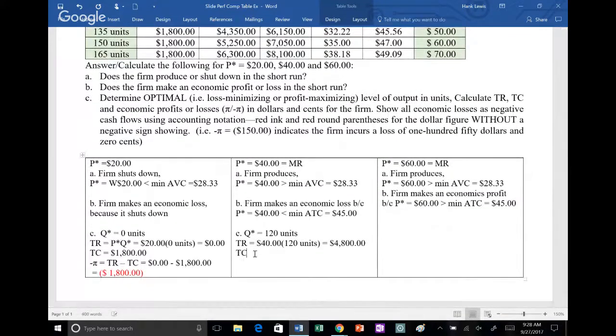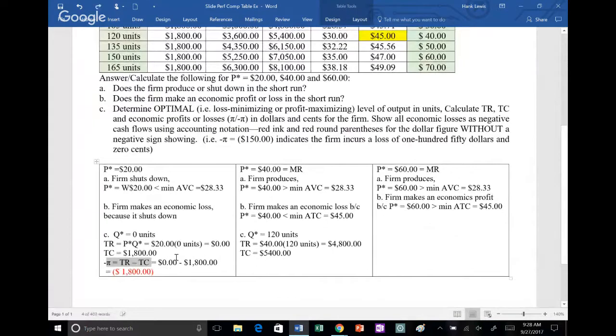So let's put that in there. TC is equal to $5,400. And so we still have an economic loss. So I'm just going to borrow this formula from the last area. Why should I have to reinvent the wheel after all? Okay. Control C, Control V.